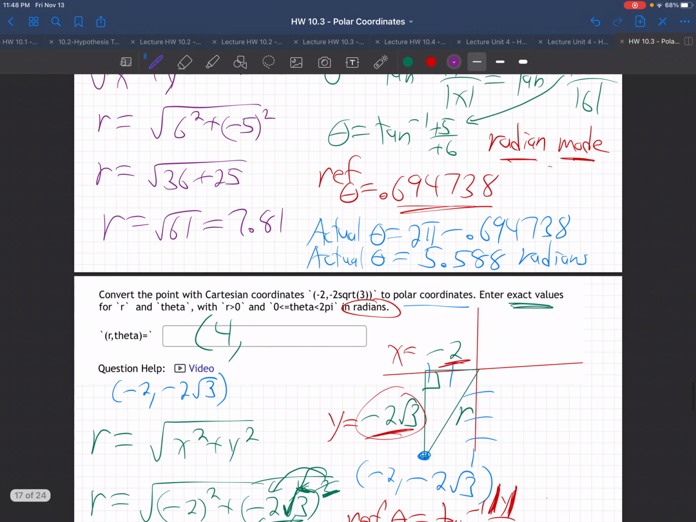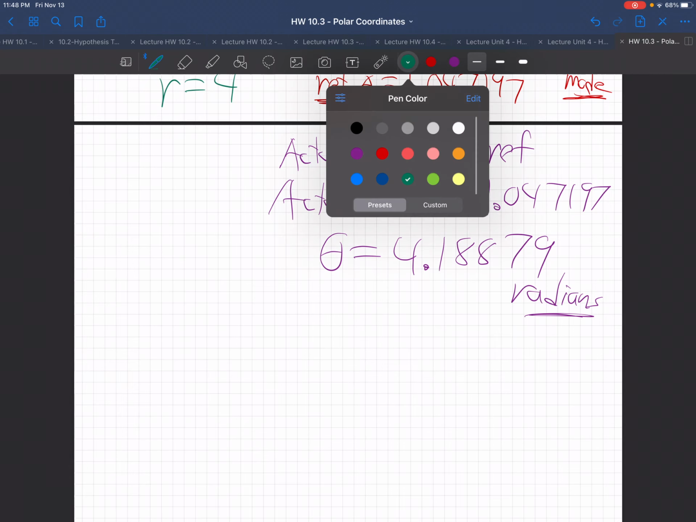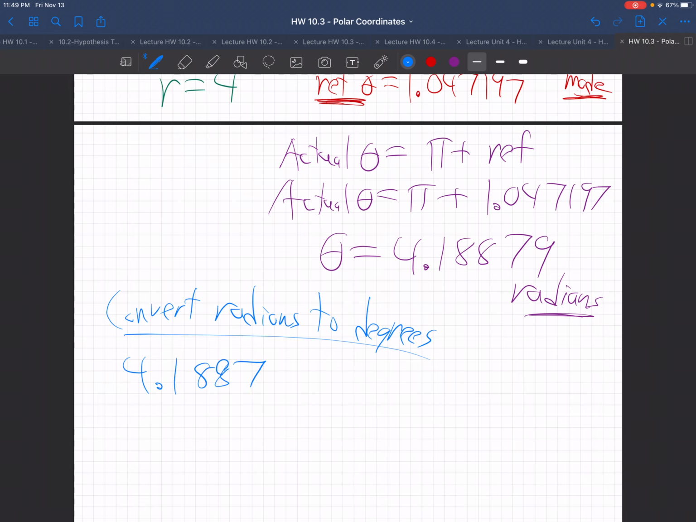You think, why not? Well, because they said exact values, no decimals. Well, what do we do? That's what we got. Now we convert it. We can do that. Let's convert these radians. Let's go to degrees. Even if you think, well, they want radians, I'll show you why. Let's just do it. So 4.18879 radians. So how do you convert?